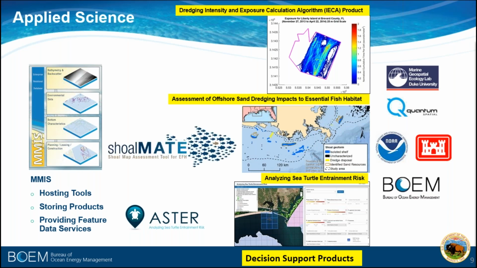Another one that you're actually going to learn about next month in the Virtual Tools Cafe is Shoalmate. Dina Hansen, one of the biologists that works in our office, she's going to be discussing that, and that's a really great tool that gets into the shoal map assessment that also works with essential fish habitat. It's really neat, and it's going to be very useful in the future. The last one, of course, is dredging intensity and exposure calculation. This is great information to have for our dredge operators and states, especially for planning and being prepared.